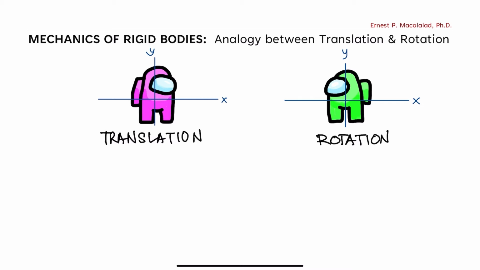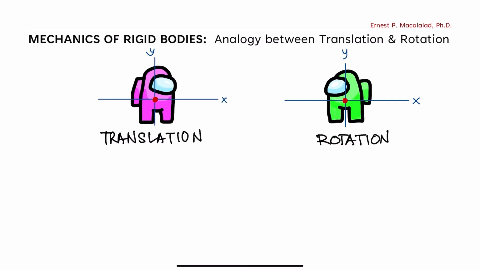Today we're going to discuss the analogy between the equations for translation and for rotation of rigid objects about a fixed axis. So, for example, we have two rigid objects, and the origin is located at their centers of mass. Here we're going to define several parameters related to motion.